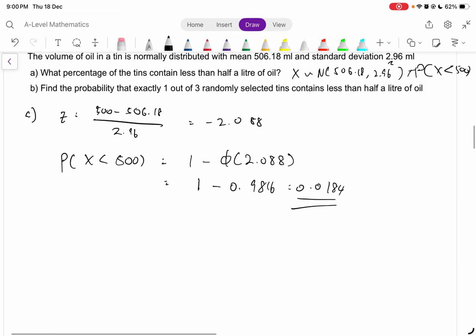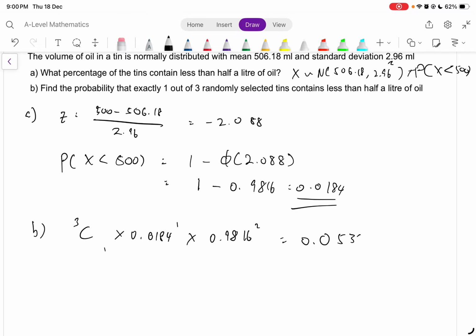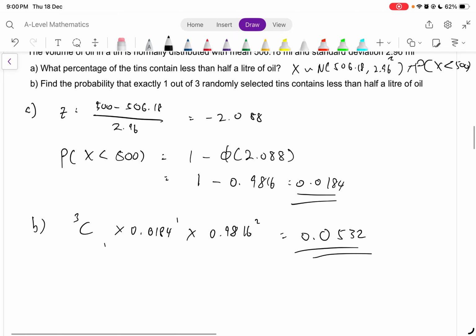So, find the probability exactly 1 out of 3 randomly selected tin is less than half a liter oil. So 也就讲这 exactly 3个里面选1. So we choose 3, choose 1. So, what are the chances of winning? Or getting that is 0.0184, because we only have 1. 然后有2个是 fail, 就是 more than 的. 所以 that results into 0.0532. Okay, so this is mixing up with the binomial distribution with 我们的 normal distribution. It can happen.